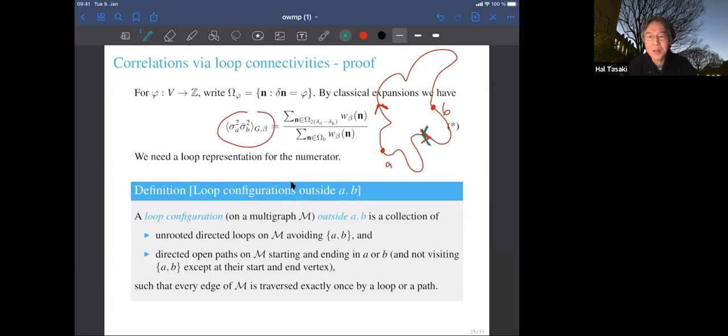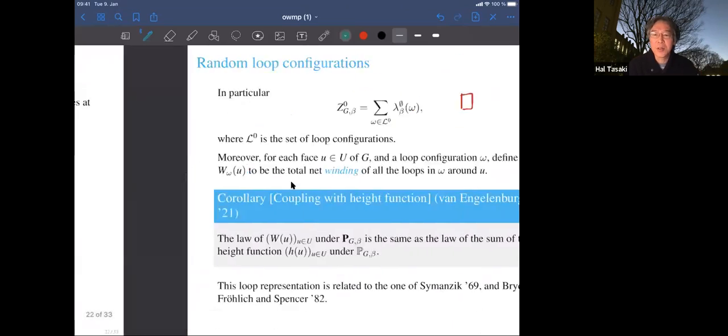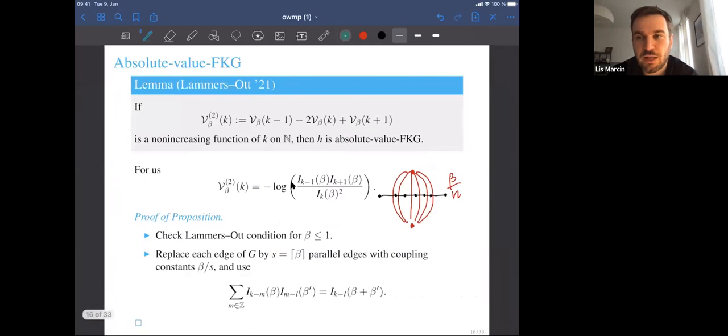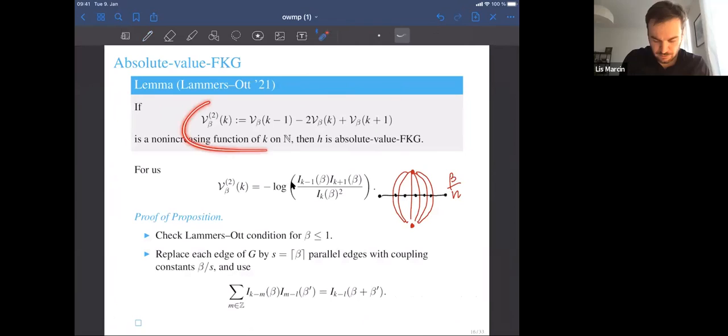How robust do you think is this absolute value FKG? That something holds miraculously, or would you expect it to hold more generally? So for example, to check that this holds for this Villain model, it's much easier. Our proof is also not difficult, but you have this lemma to check this second derivative, and for the integer valued GFF, this potential is just the square function. So this second derivative is just constant, and then it's trivially satisfied, and then you have absolute value FKG.